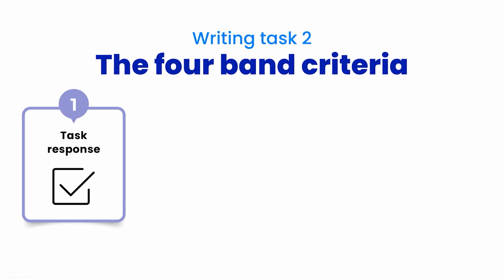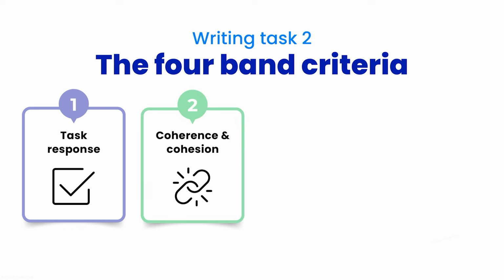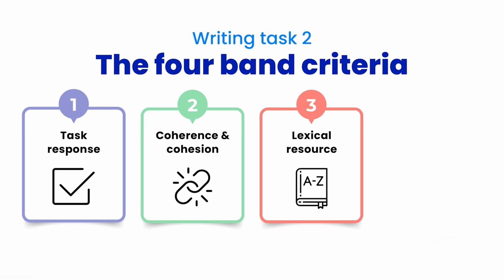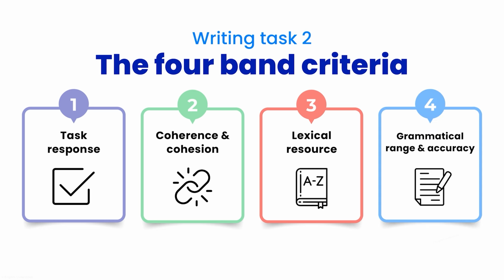The first one is task response. This is all about, did the student answer the question? The second one is coherence and cohesion. This is about how easy the answer is to read and to follow. The next one is lexical resource. This is all about vocabulary. And finally, the last one is grammatical range and accuracy. So this is how correct your grammar is and the amount of different grammar structures that you use.